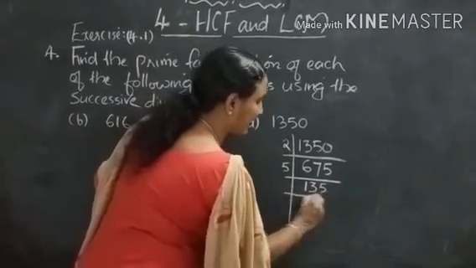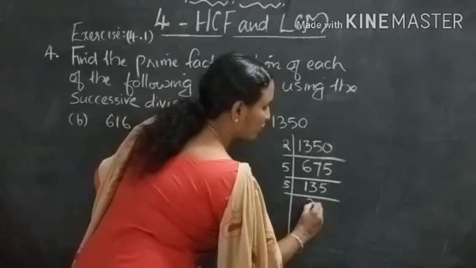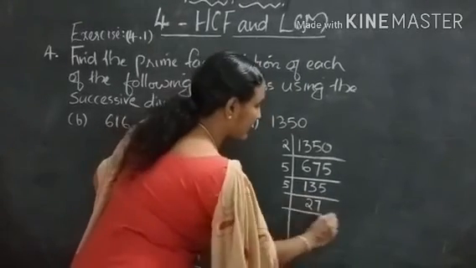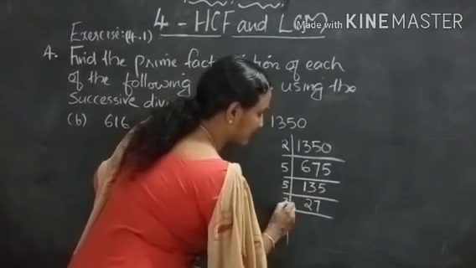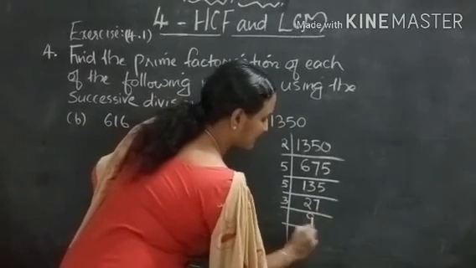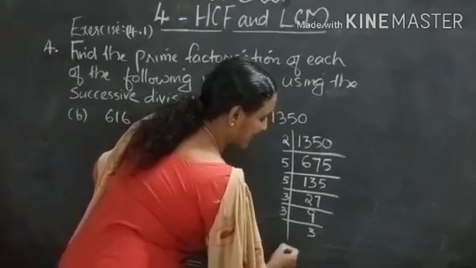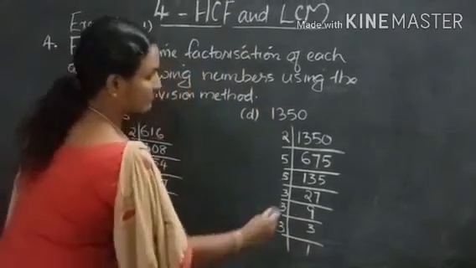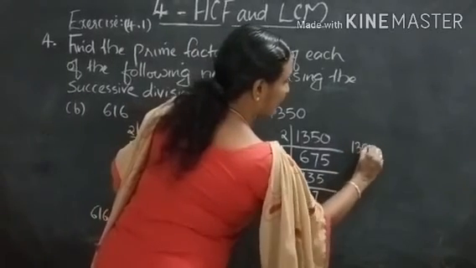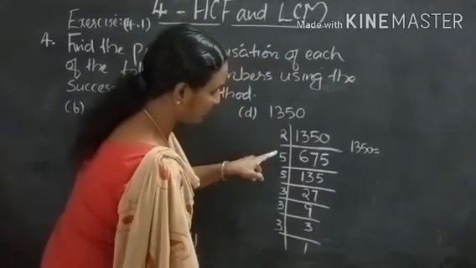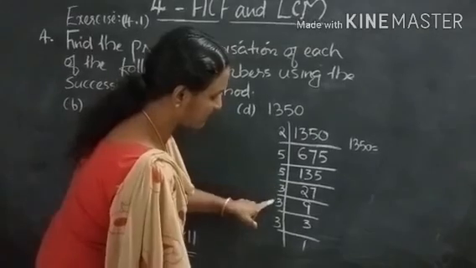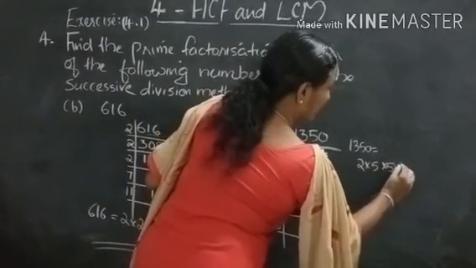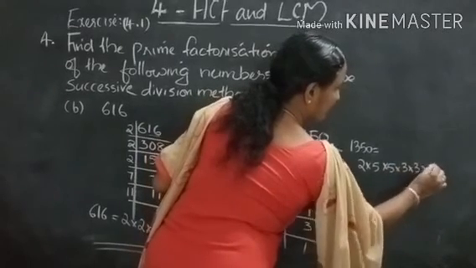Again, it's 5. 2 5s are 10, balance 3, 35, 7 5s are 35. It's an odd number, so we start with 3. 9 3s are 27, 3 3s are 9, take 3 outside. 1. So 1350 is equal to 2 into 5 into 5 into 3 into 3 into 3.